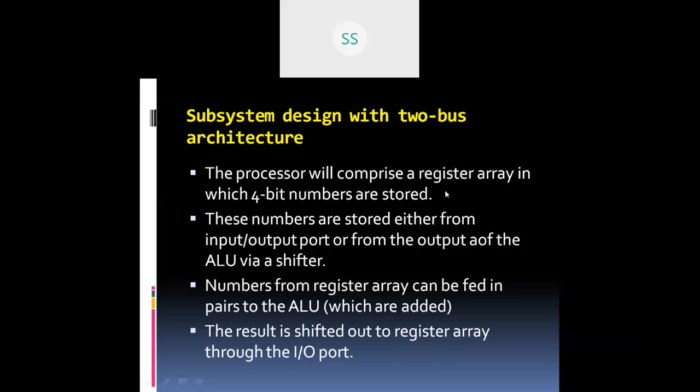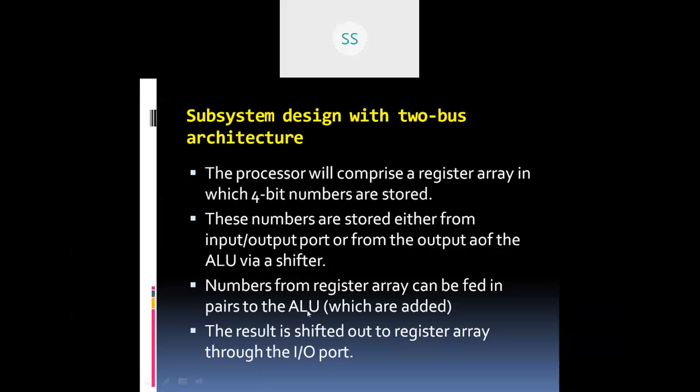In that we are discussing the two bus architecture, and particularly how the two bus architecture works with the two 4-bit numbers. The two 4-bit numbers are stored in the register array, and these numbers are stored either from the input output port or from the output of the ALU via a shifter. Therefore, the numbers from the register array can be fed in pairs to the ALU.